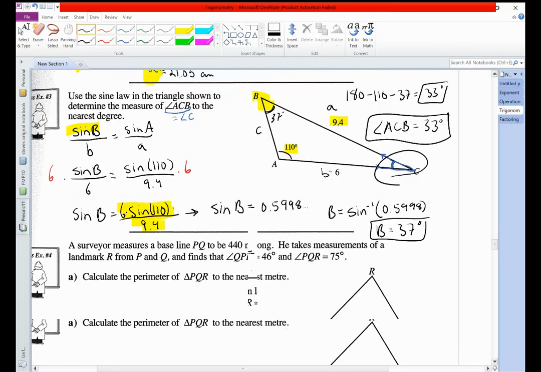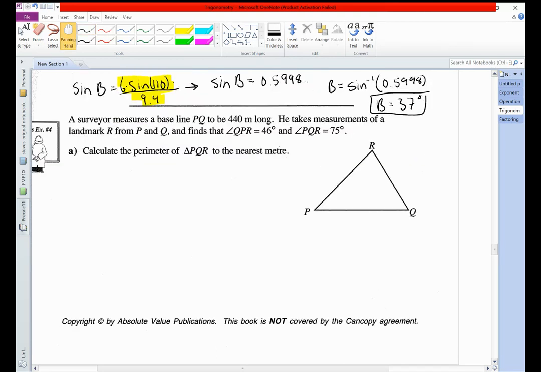All right, here we go. One last problem. Trying to keep these videos short, but only do so much. It says here, a surveyor measures a baseline PQ to be 440 meters long. So the first thing I'm going to do is label that. 440.